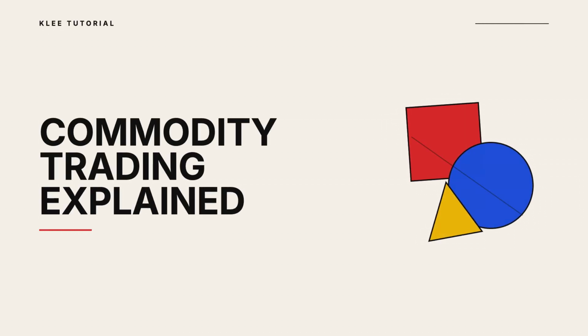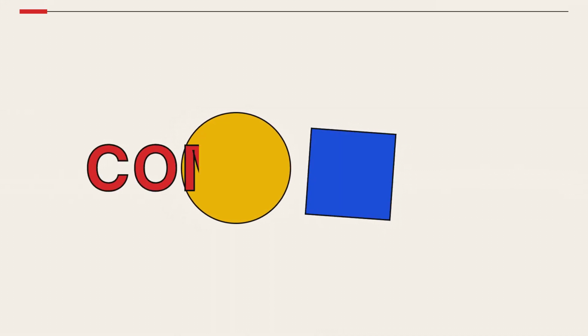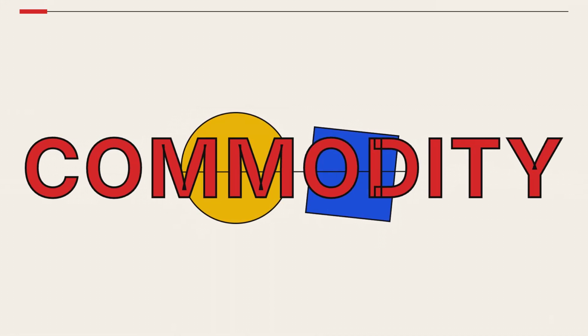Commodities are the raw materials that power our world. Understanding how they are traded helps investors grasp global supply and demand. A commodity is a basic good used in commerce that is interchangeable with other goods of the same type.